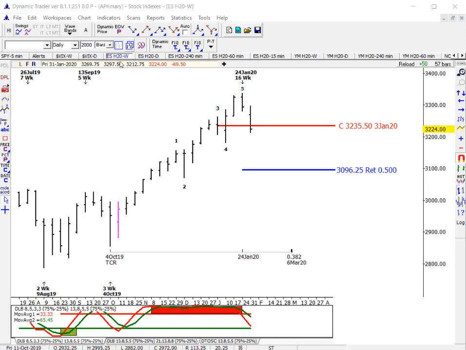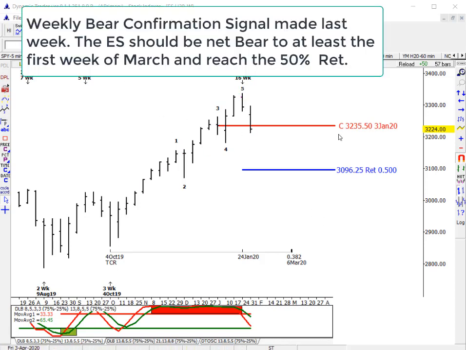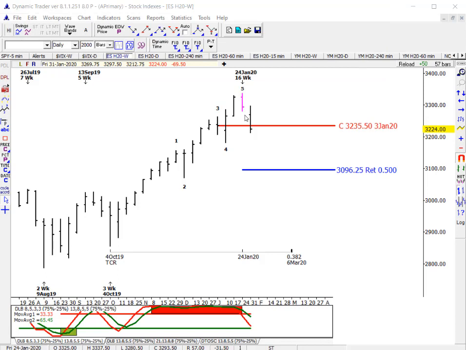Here's the weekly data for the ES. We've closed below the weekly close from the week ending January 3rd, this past week, and that confirms the weekly top that I talked about last week. And in that case, we should be sideways to down in the stock indexes until at least the first week in March. The first week in March is the 38.2% time retracement. That's the typical minimum time retracement.